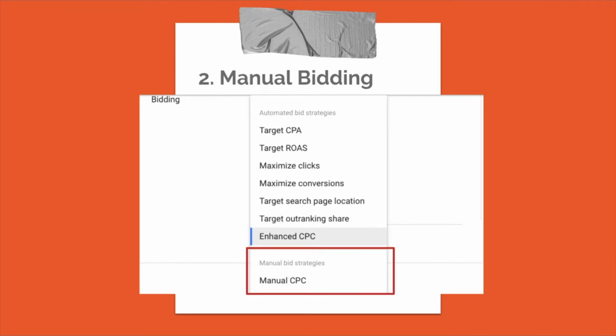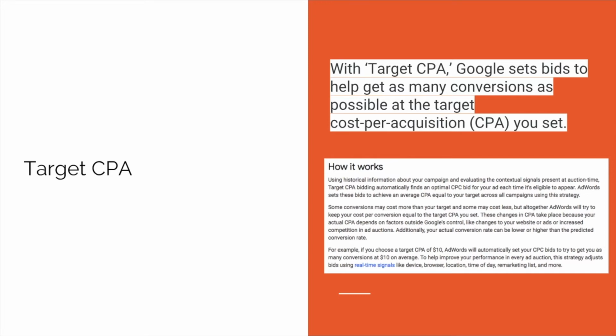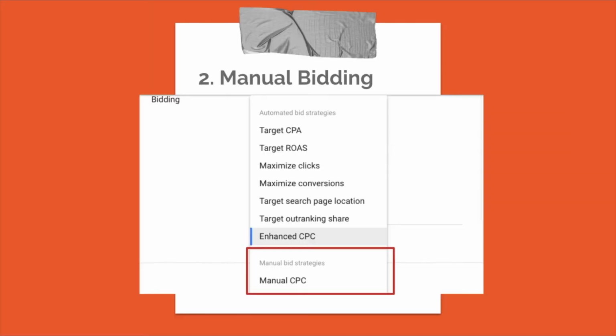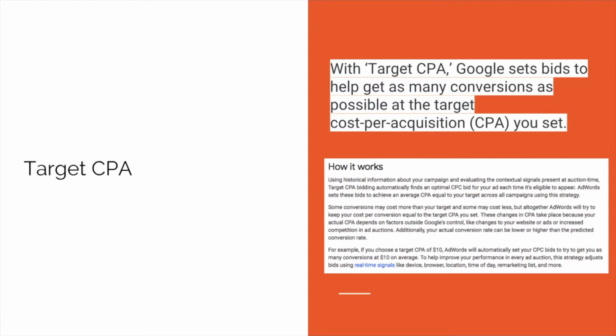Let's step into the details. I will discuss all of these automated bid strategies, from target CPA to enhanced CPC, one by one in the next few slides. So let's look at what target CPA is. With target CPA, Google sets the bids to help you get as many conversions as possible at a target CPA that you have set.